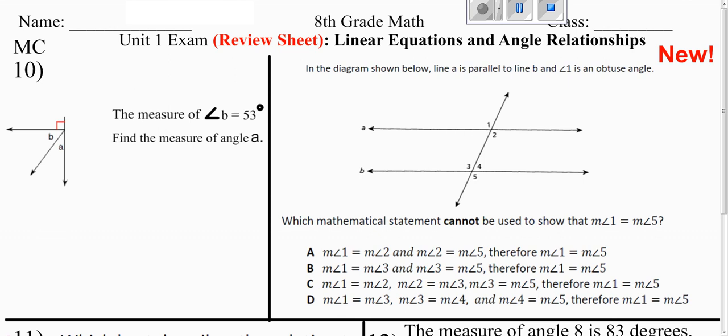Number 10, the measure of angle B is 53 degrees. What's the measure of A? Well, I can see that B and A together form a right angle. So 90 minus 53 equals 37 degrees.